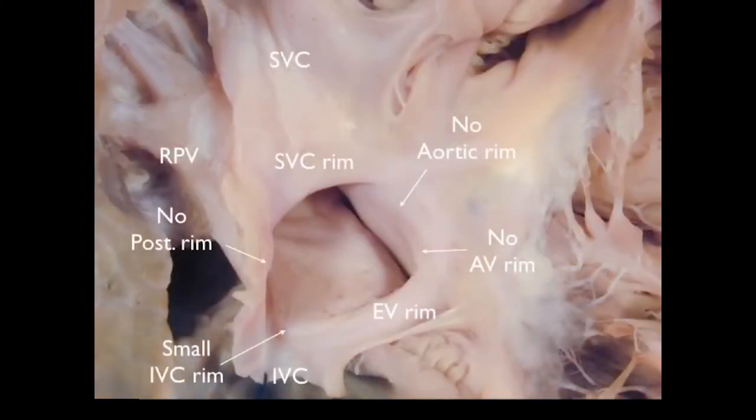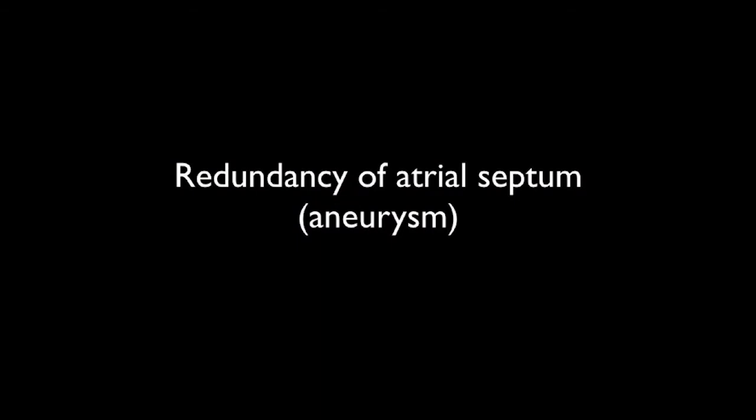Here's another example, still image this time, to show you, again, absent rims. So there's no rim behind the aorta. There's no rim posteriorly and very little in the way of a rim inferiorly and anteriorly. So there is only really an SVC rim, and a rim towards the eustachian valve. And I think this degree of anchoring, again, could create problems for device placement. Let's look at some other variations.